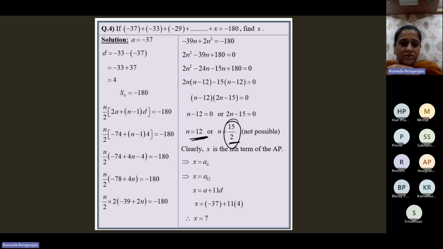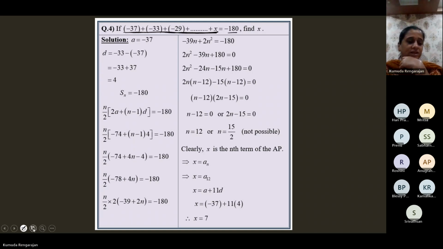So that means here in this sum, there are 12 terms. N is 12, meaning there are 12 terms here, and the sum of these 12 terms is minus 180. 1, 2, 3, 4, 5, 6, 7, 8, 9, 10, 11, 12. There's a 12th term. The sum of these 12 terms is minus 180.